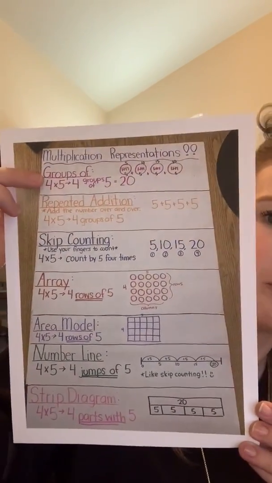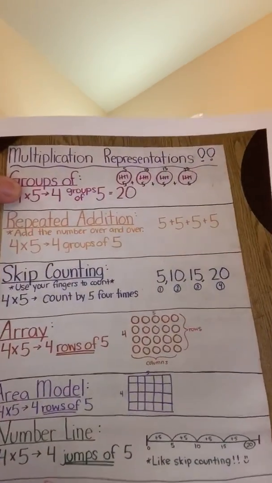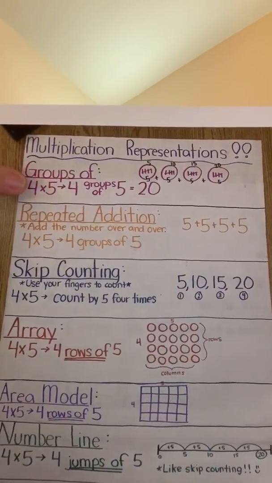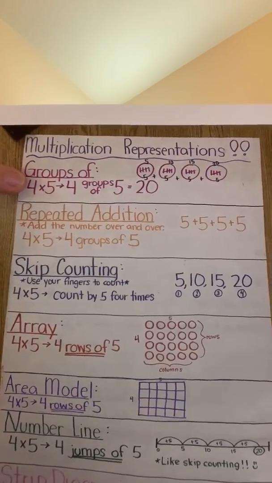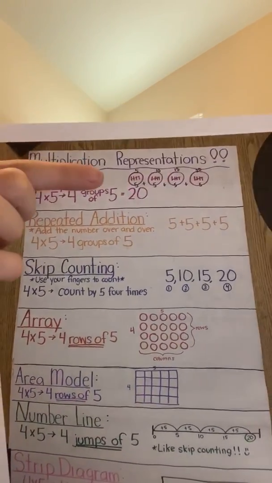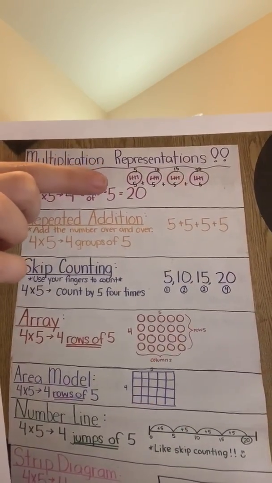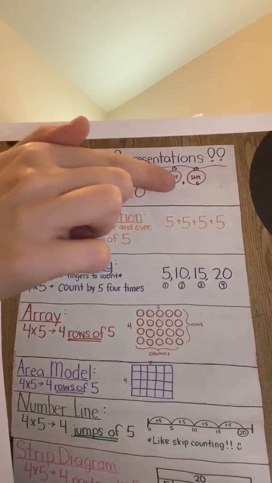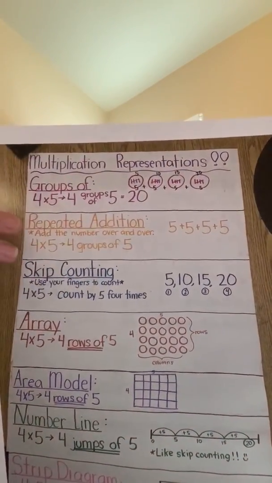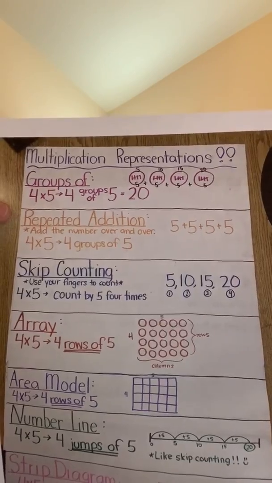So we have groups of, and remember that X always says something different. So 4 times 5 is 4 groups of 5. So you have 4 groups with 5 in each, and you count them up, 5, 10, 15, 20, and you get your product of 20.